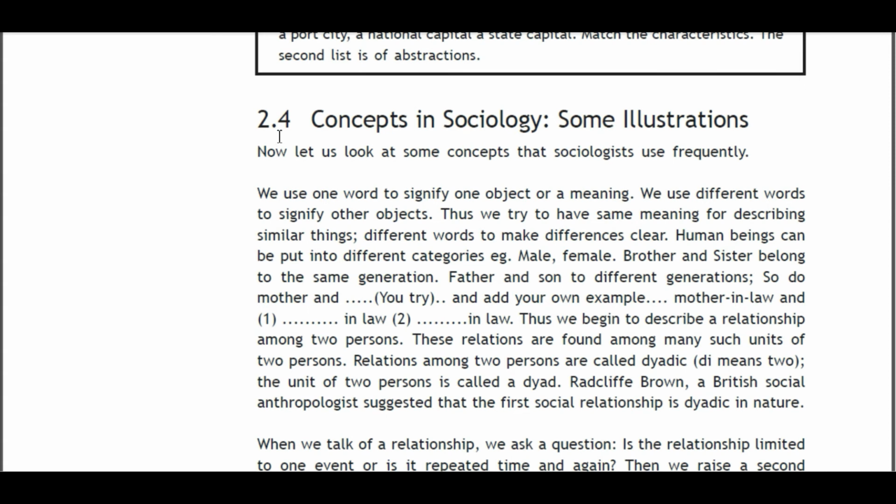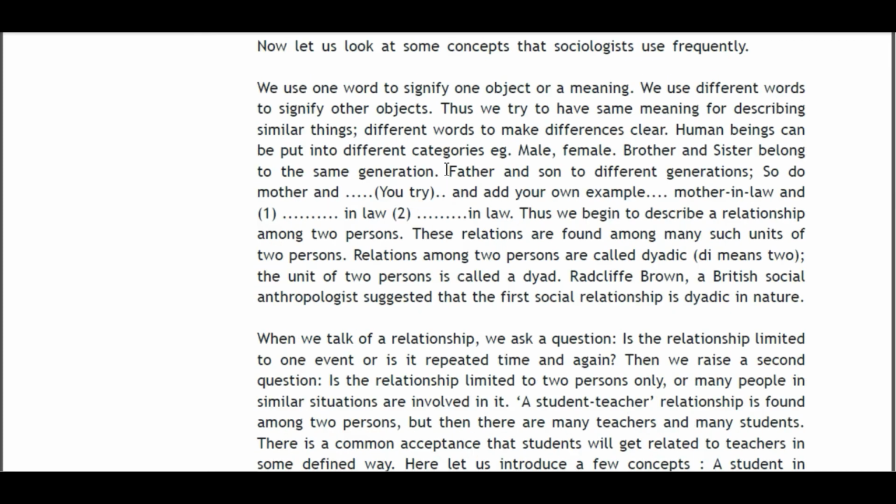Chapter 2.4 Concepts in Sociology, some illustrations. Now let us look at some concepts sociologists use frequently. We use one word to signify one object or a meaning. We use different words to signify other objects. Thus we try to have the same meaning for describing similar things, and different words to make differences clear.